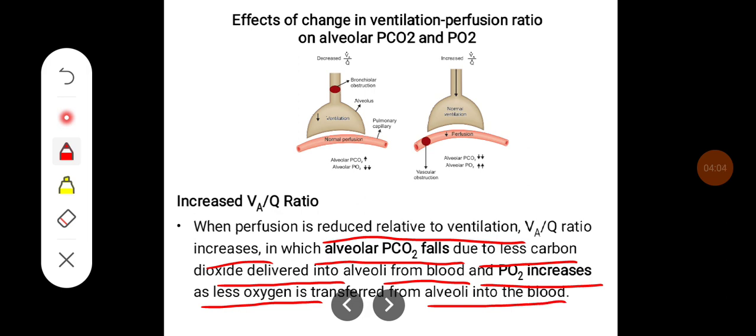So this diagram shows decreased ventilation perfusion ratio and increased ventilation perfusion ratio. Okay. So decreased ventilation perfusion ratio occurs when there is obstruction in the lung, and increased ventilation perfusion ratio occurs when there is obstruction in the perfusion.